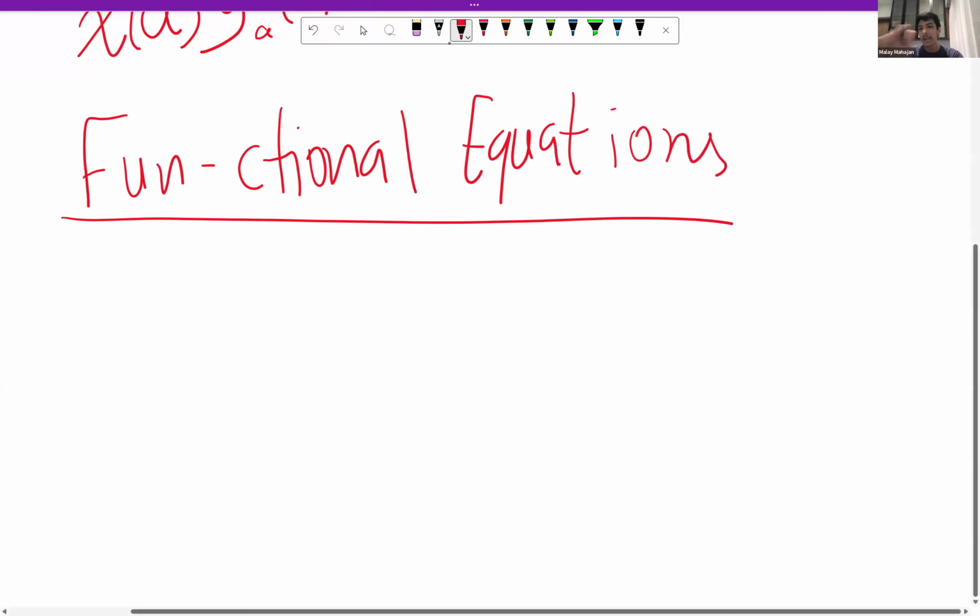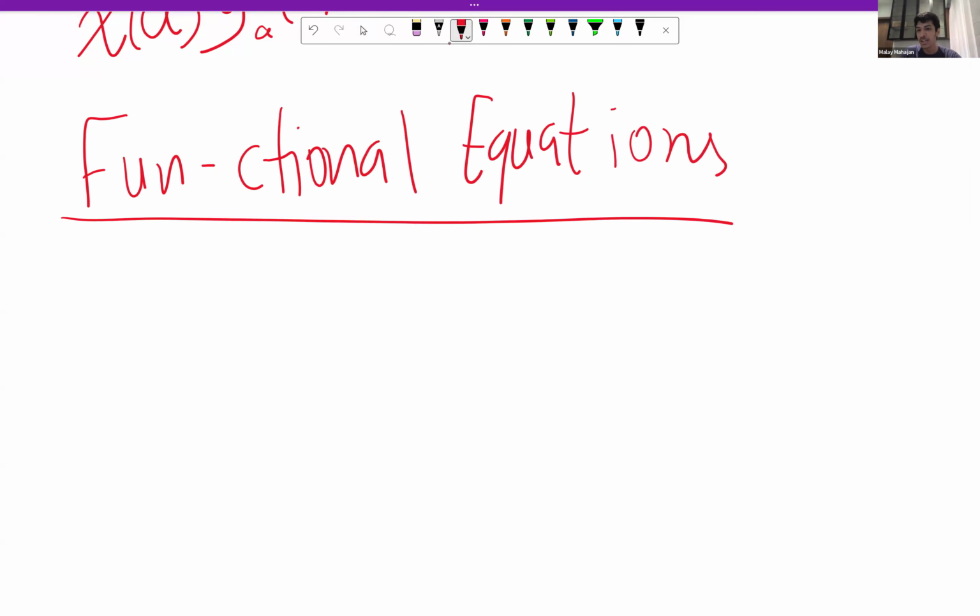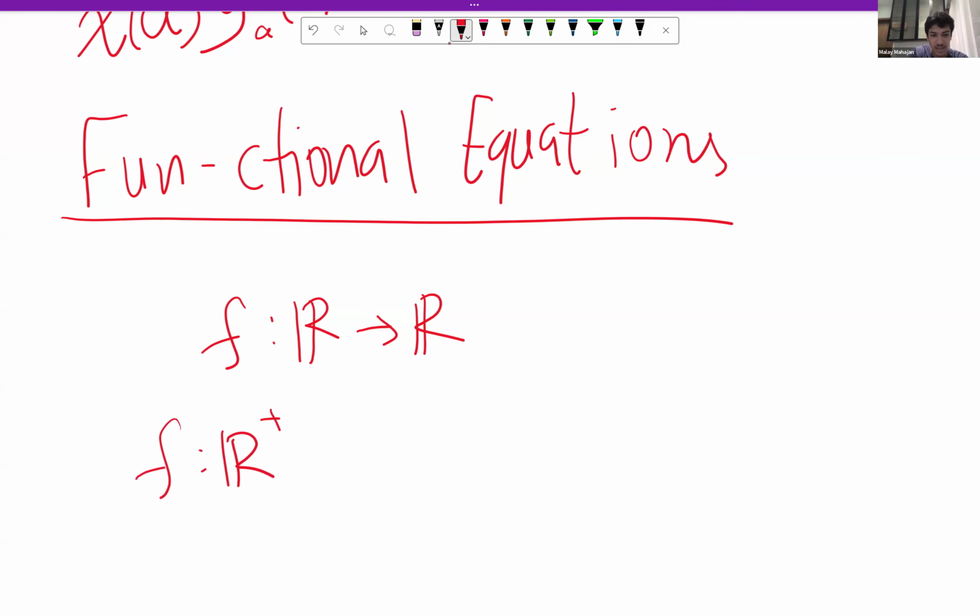As I said before, the focus might be a bit more on R plus FEs. Conventionally, the FEs we used to have, say like 10 years ago, generally most of them would be from reals to reals, but recently there has been more of the style of R plus FEs. When I say R plus FEs, it means FEs from positive reals to themselves.